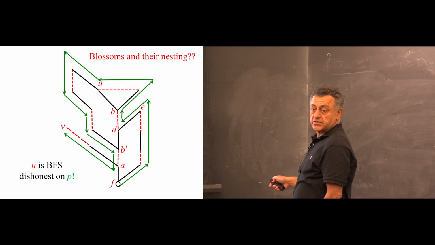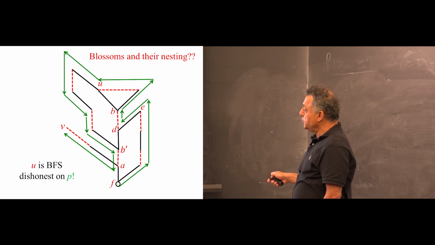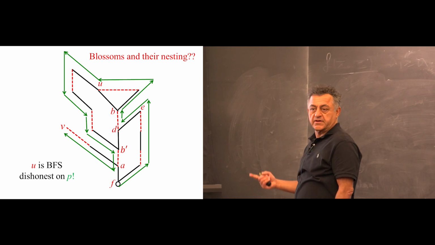Its base is also dishonest on the green path. But U is honest with respect to the base on the green path. And the base is honest with respect to the base square. And the base square is honest with respect to base cube. And that's what I was trying to say.